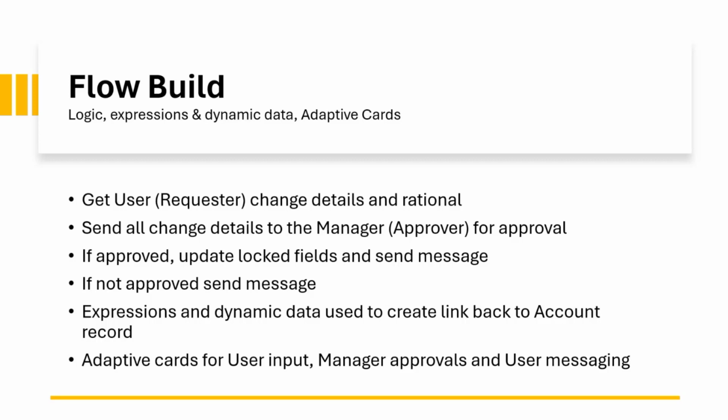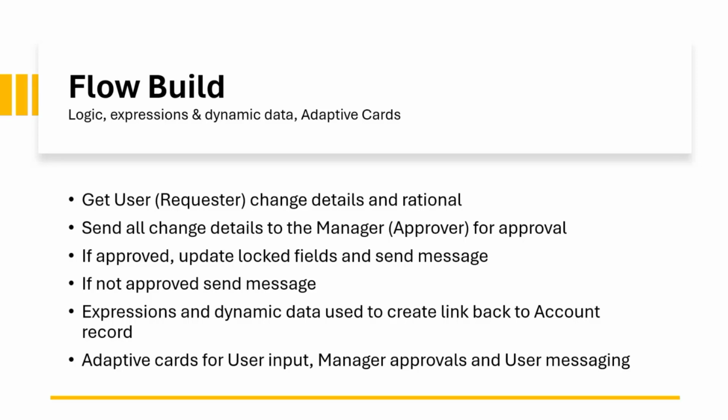that gave us that end user experience? There's a lot of expressions, dynamic data, and of course the adaptive cards. But basically what we're doing is we're going to get the change details from the user and capture the rationale for the changes. We'll send all of those details over to the manager or the approval process. And again, if it's approved, let's update those fields on behalf of the users and send a message saying it's approved. If it's not approved, just say, sorry, this isn't going to work.